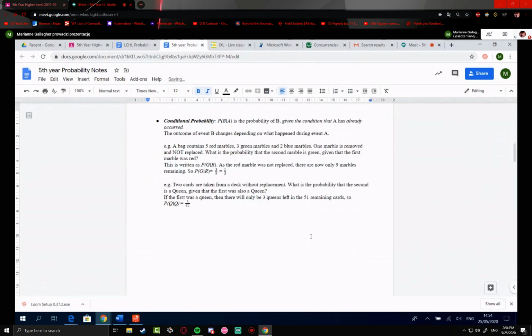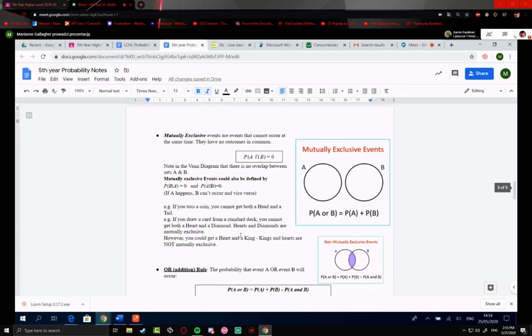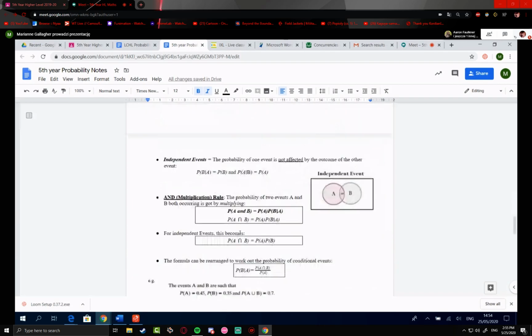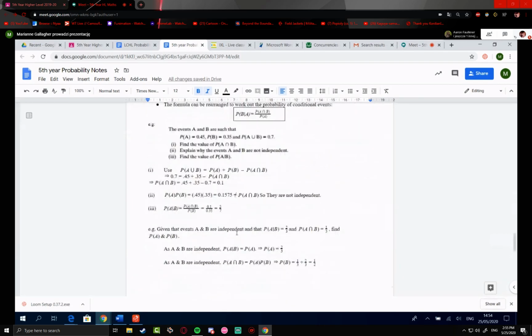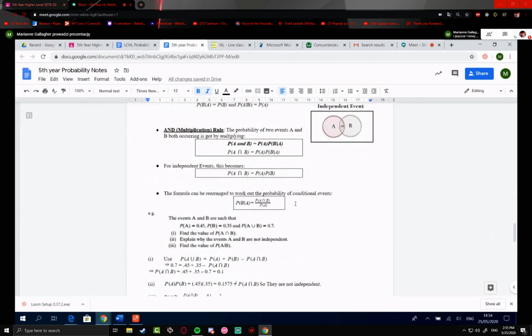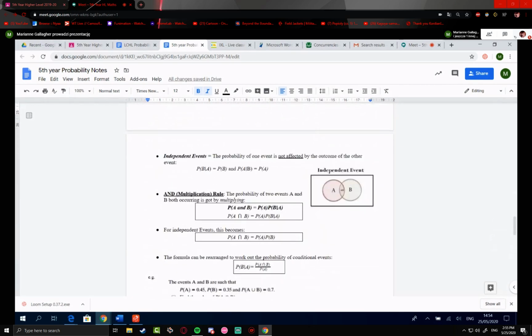Now, conditional probability is the really new thing here. Remember, we talked about conditional probability is when one event has already happened. So it's the probability of B given that A has happened. And then this formula here we used. Let me just pull it up.